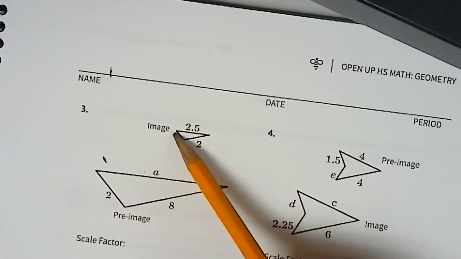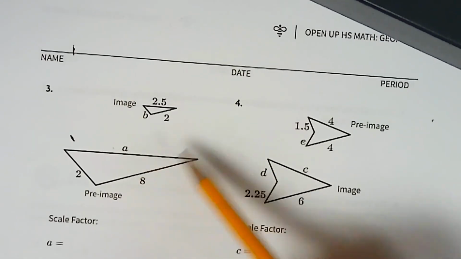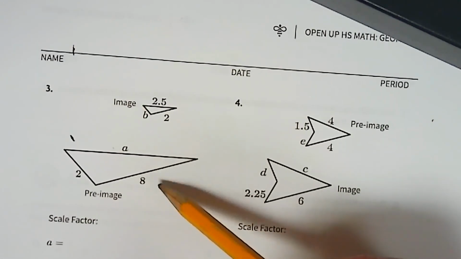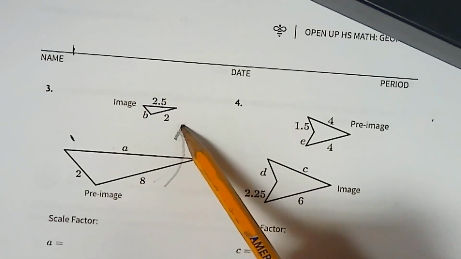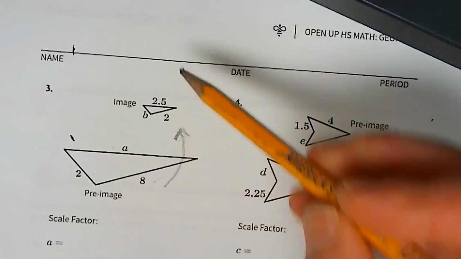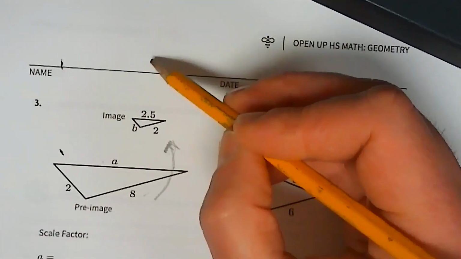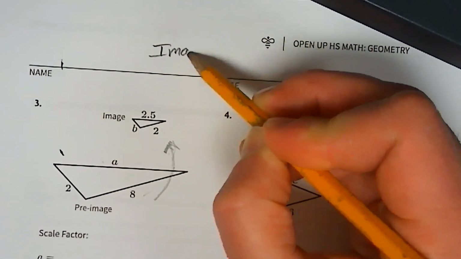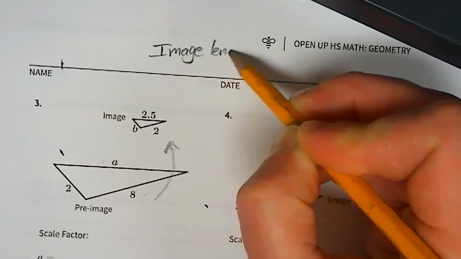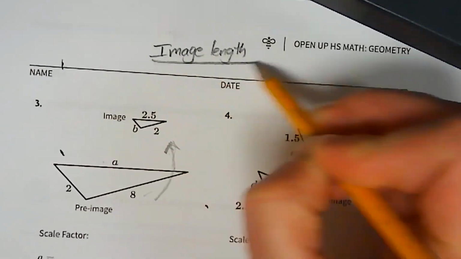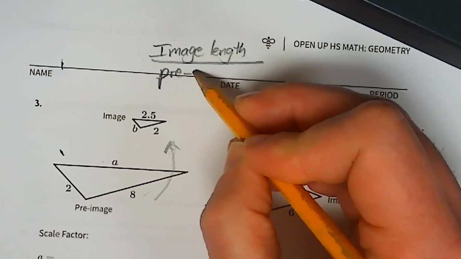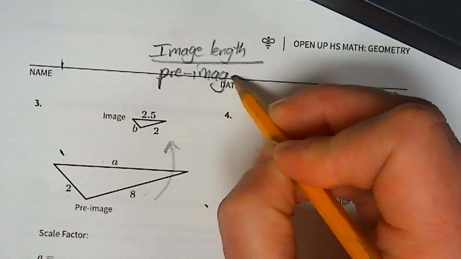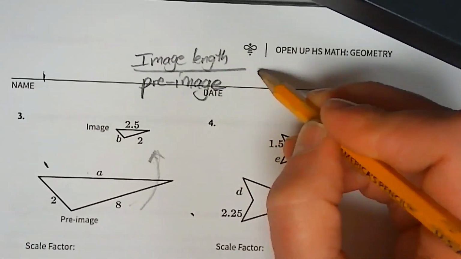Yep. Make sure you're tracking. This one would actually shrink. What do you multiply to get 8 down to 2? Well, follow the formula. Image divided by the pre-image. Image length, any length in the image, divided by its corresponding pre-image length. Divide where you ended up by where you came from.